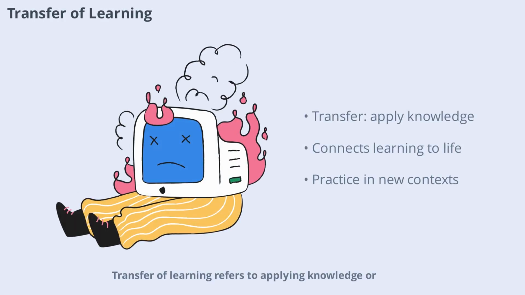Transfer of learning refers to applying knowledge or skills learned in one context to new situations. Cognitive theories emphasize the importance of meaningful learning and connections for successful transfer. For example, understanding math concepts can help solve real-world problems. Teachers can promote transfer by encouraging students to relate new material to prior knowledge and practice applying it in different contexts.